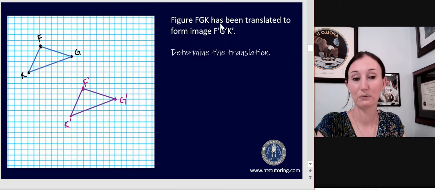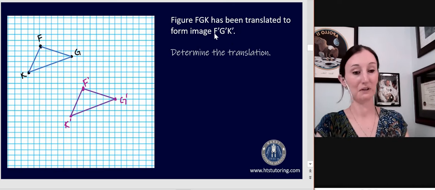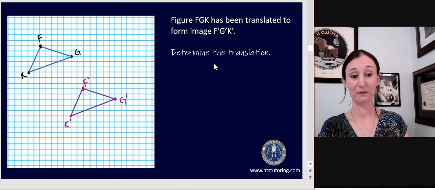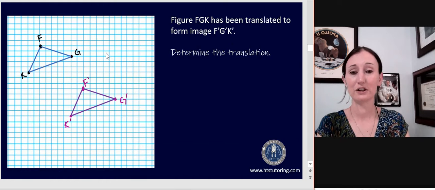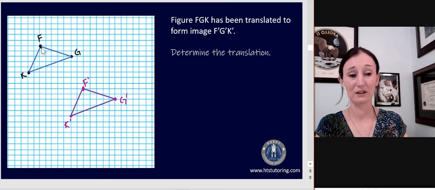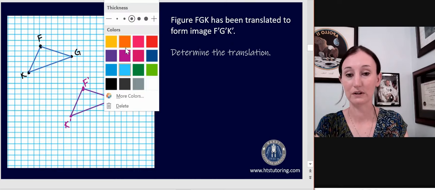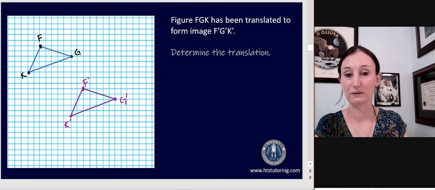Okay, so what if they already give us the translation? So now we need to figure out, well, how was it translated? So what you're going to do for this kind of problem is go point by point. So let's start at F. We're going to go down 1, 2. That's not an easy color to see. Hold on. Use a different color. Use orange. That one's easy.